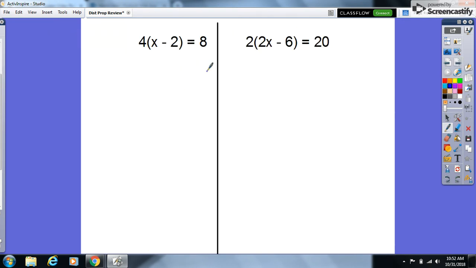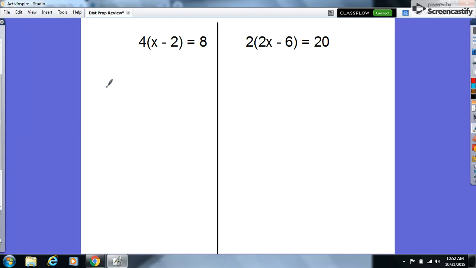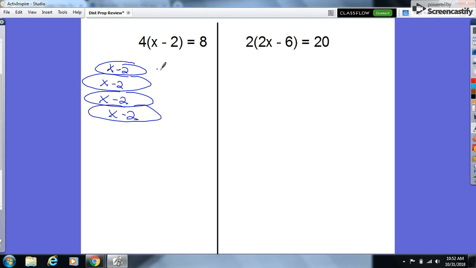I want to do 2 more that involve subtraction because a lot of students have asked me questions about these. Again, 4 groups. 1, 2, 3, 4. Inside each of these groups is an x minus 2. And I know that has to equal 8. So when I regroup these, I have 4 x's. When I regroup these, I need to pay attention. They're negative 2's. Negative 2, negative 4, negative 6, negative 8 equals 8. That should be a minus sign just like it is up here.